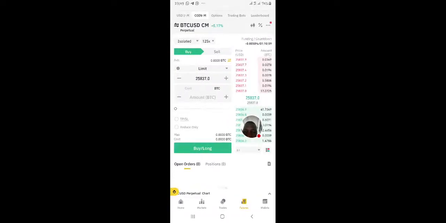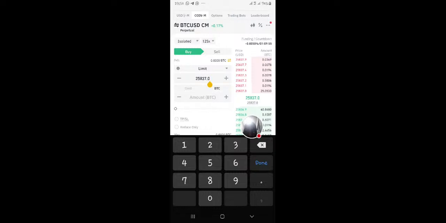So we are here now. The next thing is the limit, right? This is the limit, then this is the price now. So you choose the price you want to enter the market. This is for choosing the price. Most times, make sure you choose a price that is lower than the current market. The current market is around 25837.